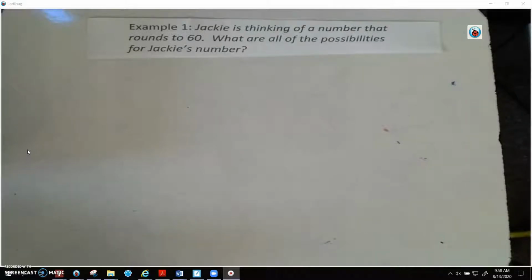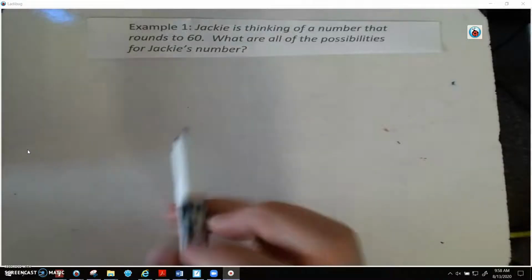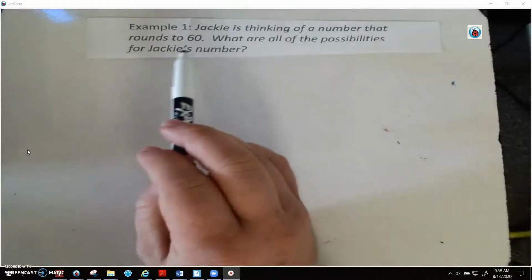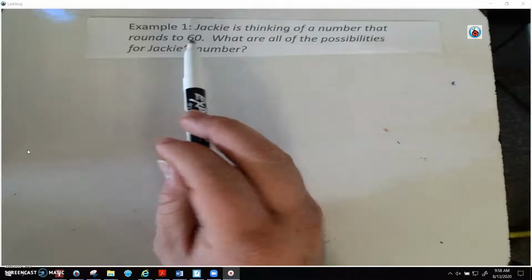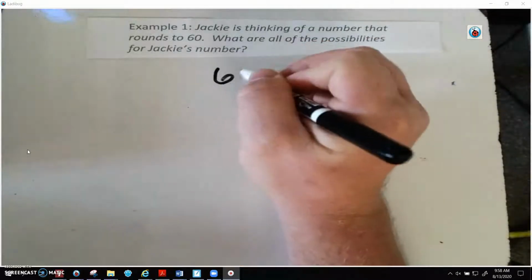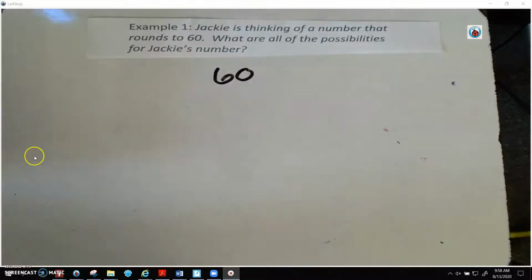So I know that it's not giving me a number to round, it's telling me that my answer, the number that's rounded, is going to equal 60. So I have to have something that equals 60. So I'm thinking about the number 60 and which numbers are closer to 60 on a number line.